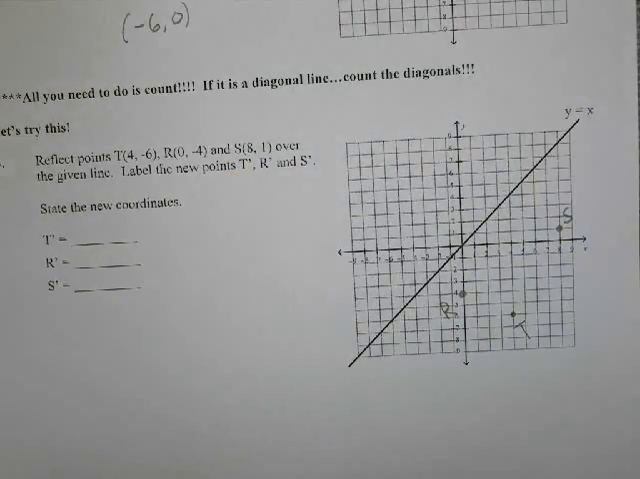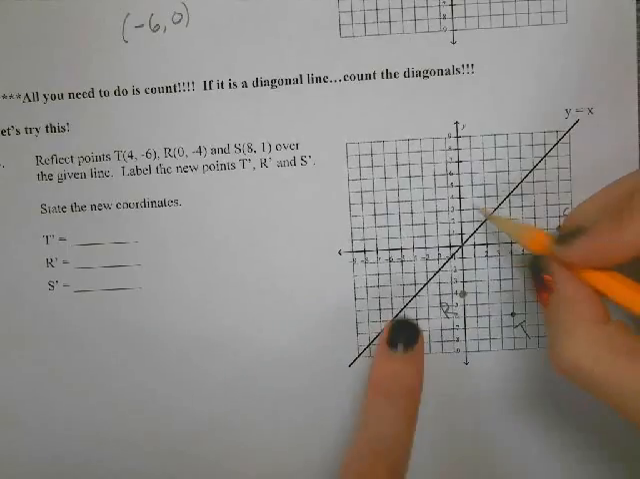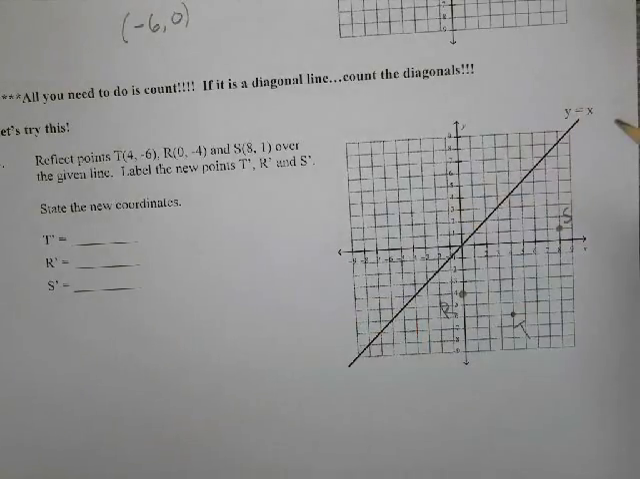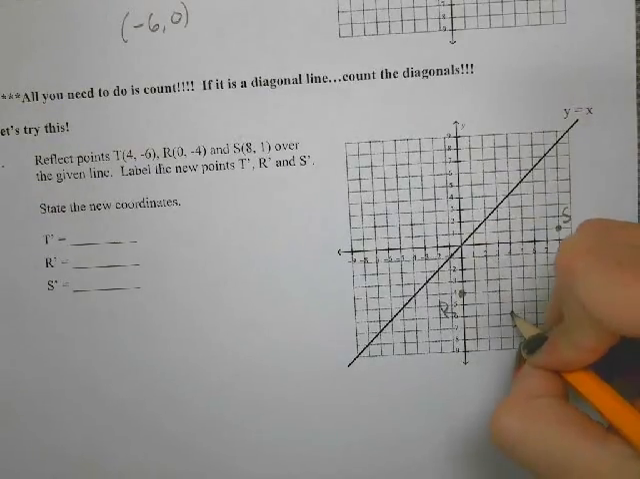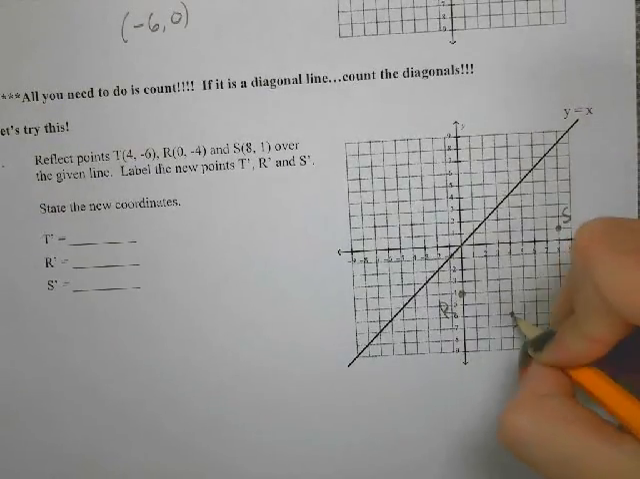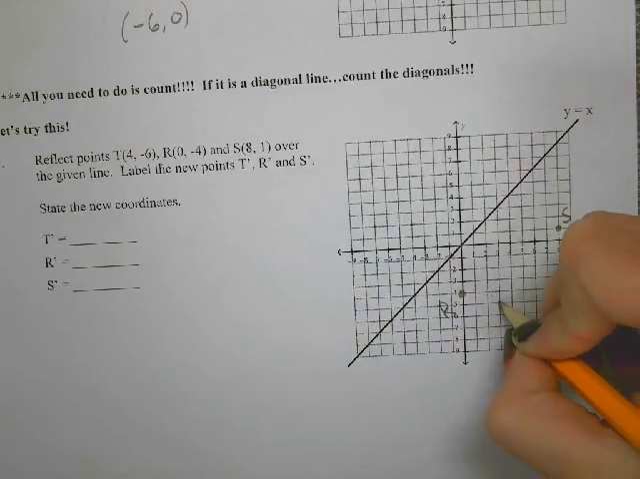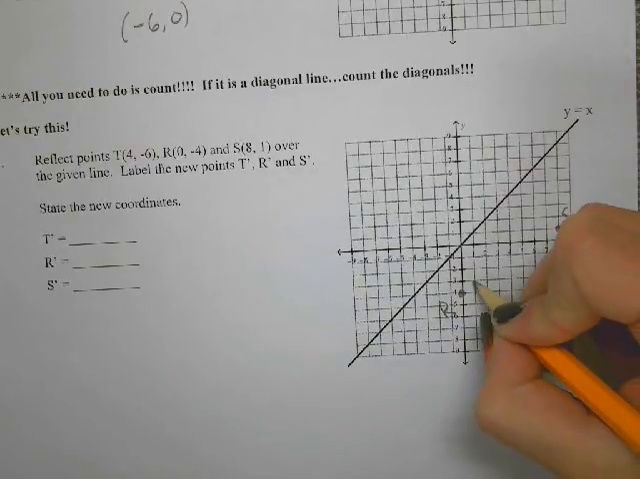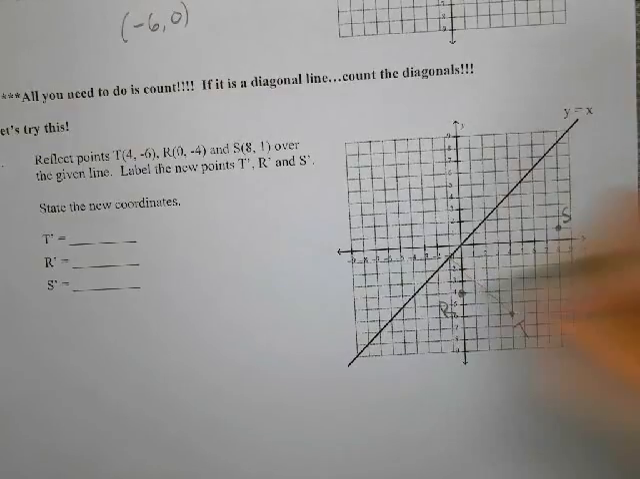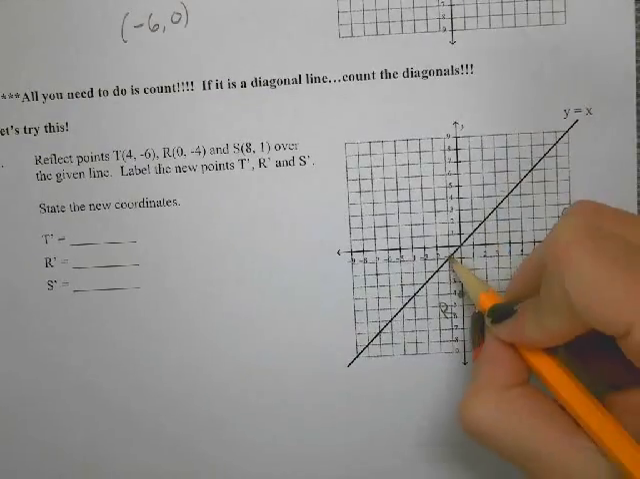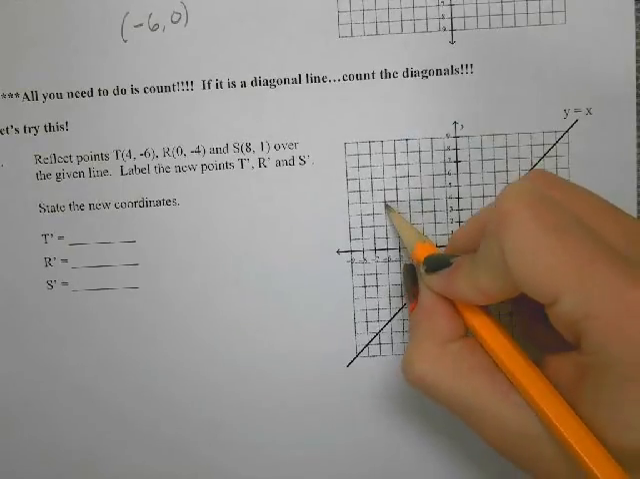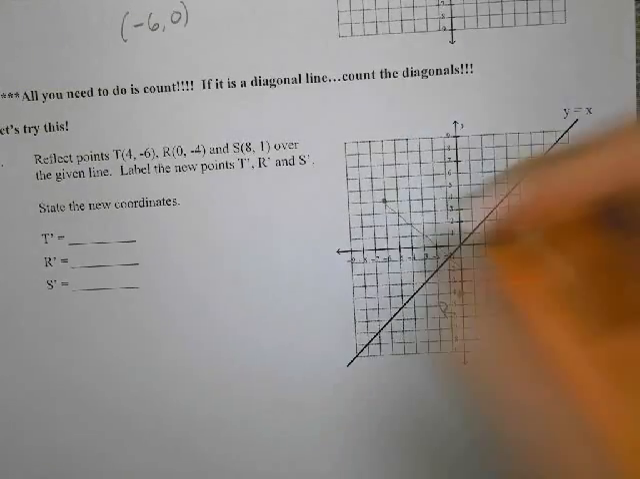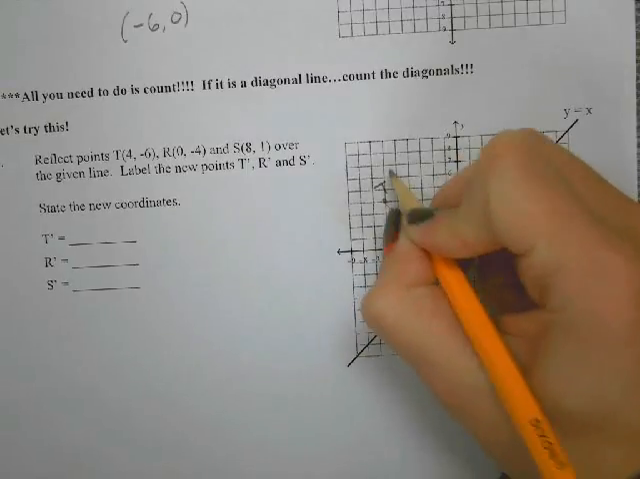Now, 2 methods. You can count diagonally in. Point T, counting diagonally in through the boxes, would be 1, 2, 3, 4, 5 boxes in. Then 1, 2, 3, 4, 5 boxes in the opposite direction, on the other side, would be T prime. So that's -6, 4.